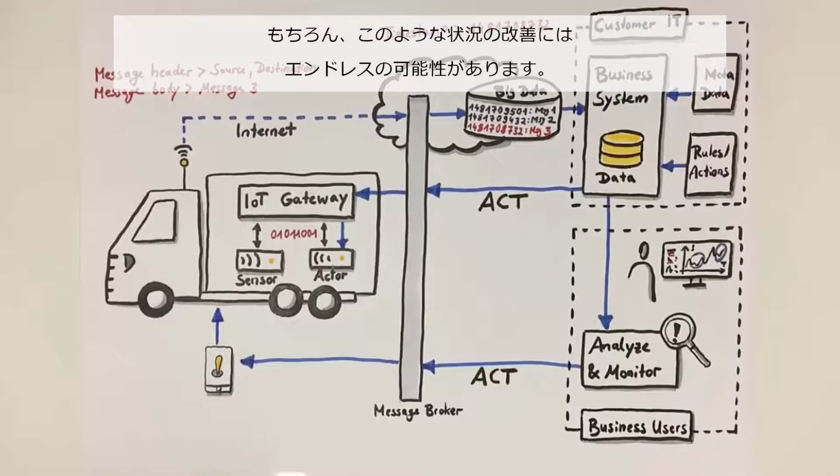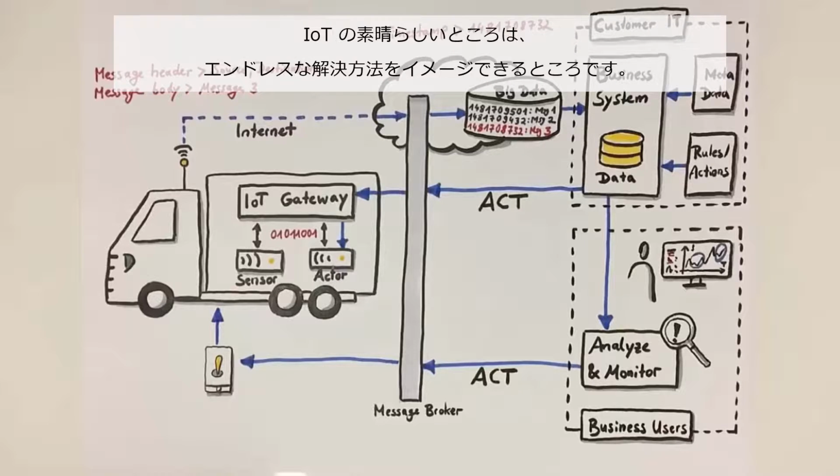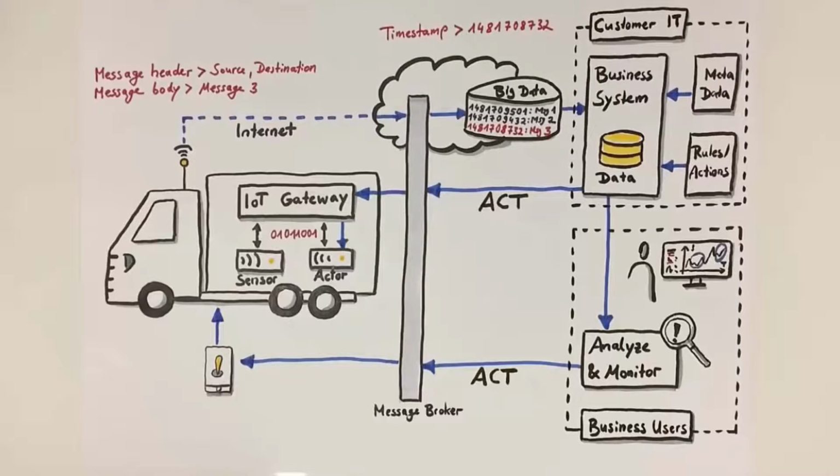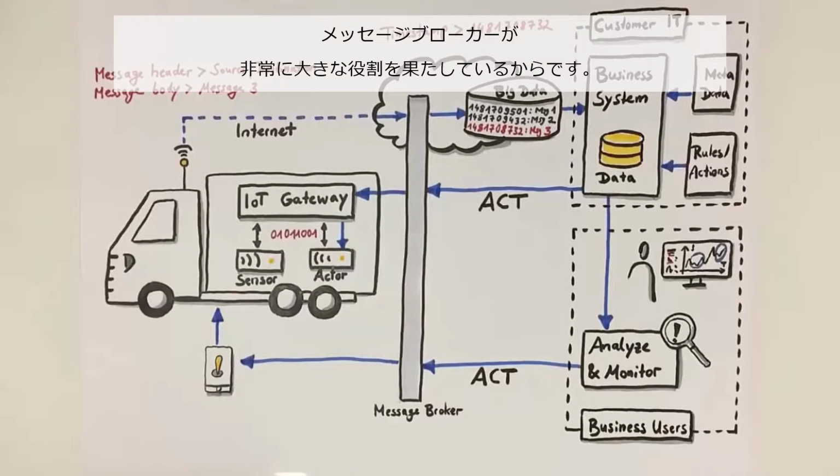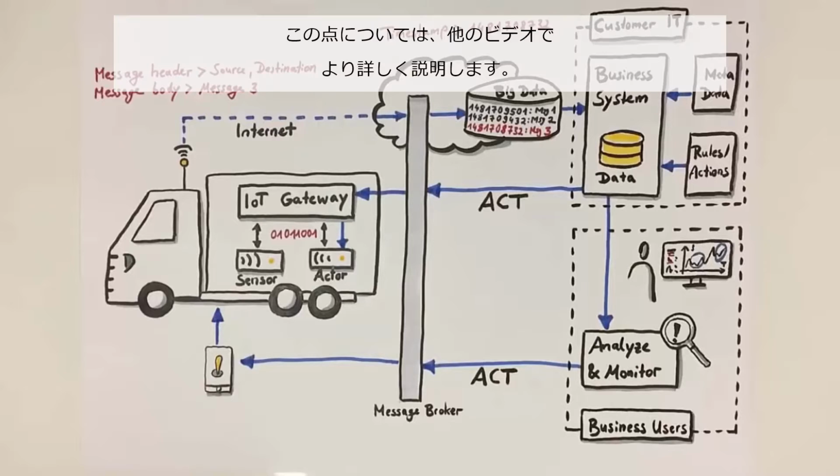Of course, there are endless possibilities for improving a situation like this. And the great thing with IoT is that endless solutions are imaginable. By the way, the picture here hints at another interesting aspect, as the message broker seems to play quite a significant part here. We will get back to this in more detail in another video.